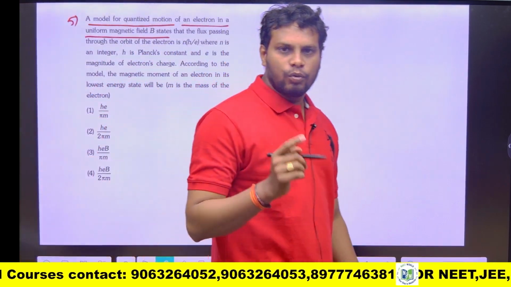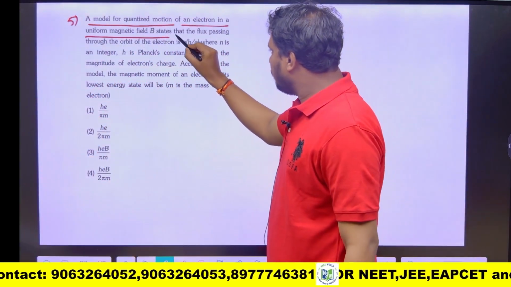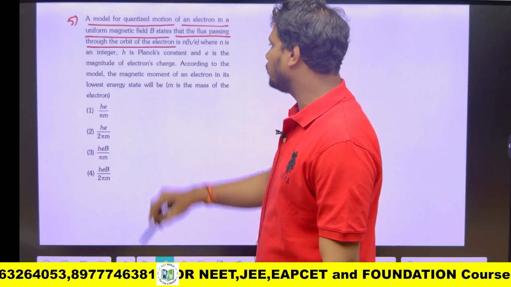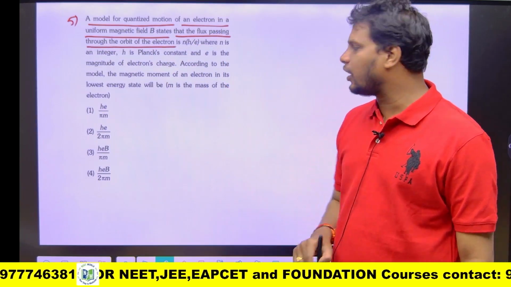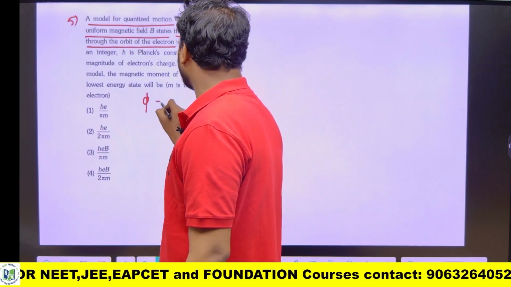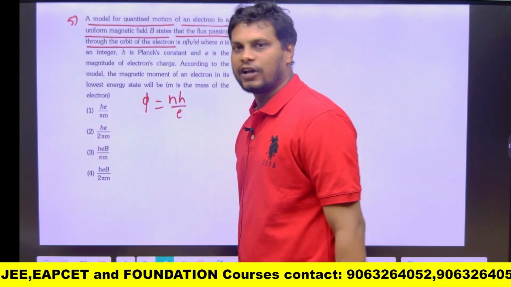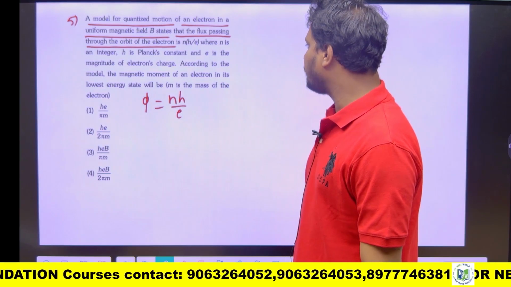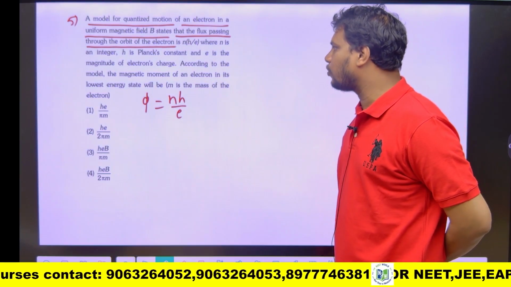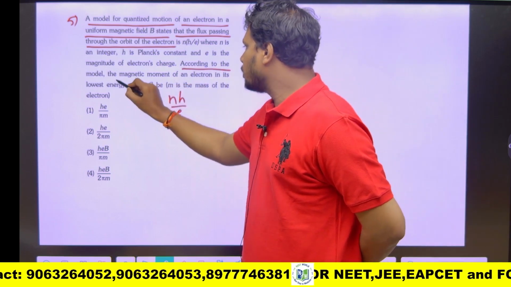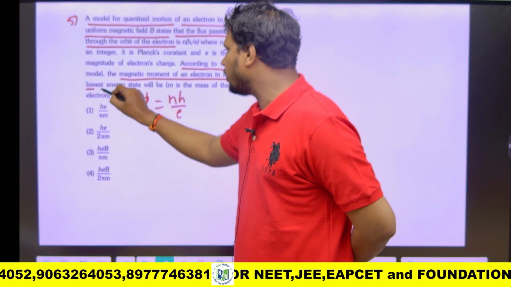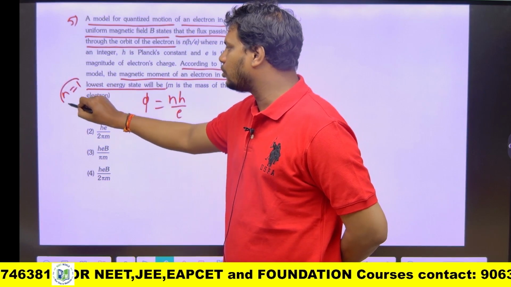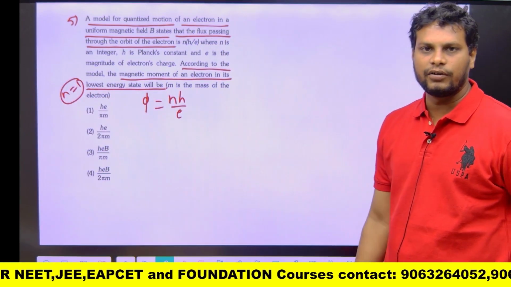So an electron is moving in a uniform magnetic field. That magnetic field is B. It states that the flux passing through the orbit of the electron, the magnetic flux linked with the orbit of the electron, is NH by E, where N is an integer, H is Planck's constant, and E is the magnitude of electron charge. According to the model, the magnetic moment of the electron in its lowest energy state will be? Lowest energy state means, please remember, N value is equal to 1.